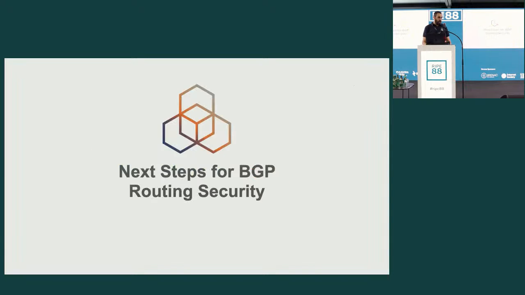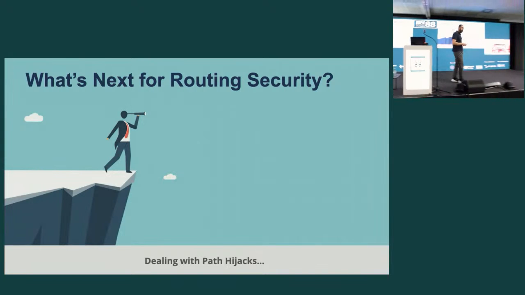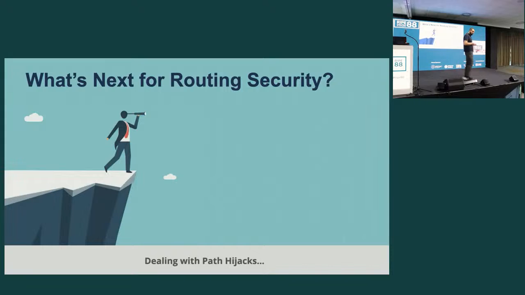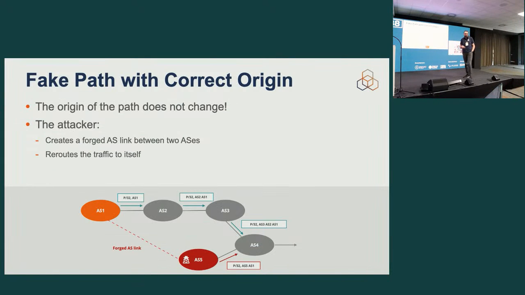Now, I'll finish the workshop with a look at the next steps in BGP routing security. We dealt with BGP origin hijacks through RPKI. Now we need to start dealing with path hijacks. And path hijacks can be one of two things. Either I can fake a path.